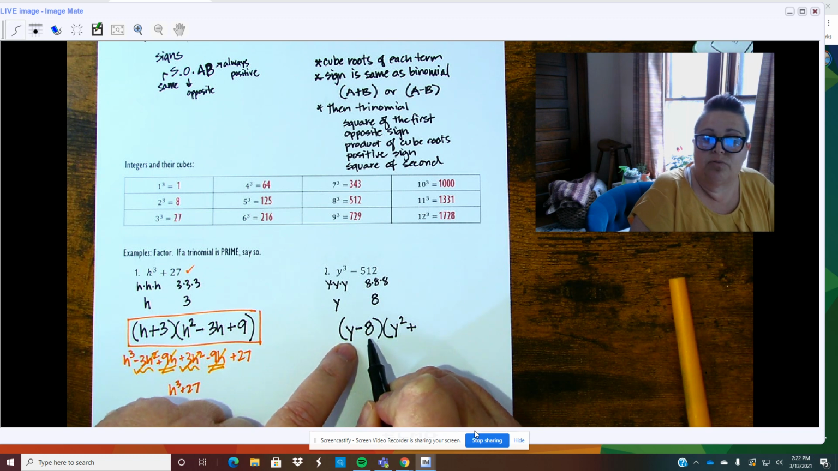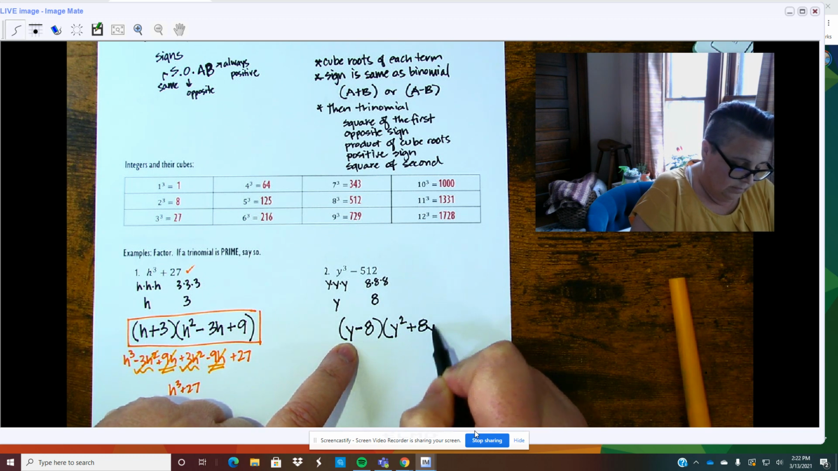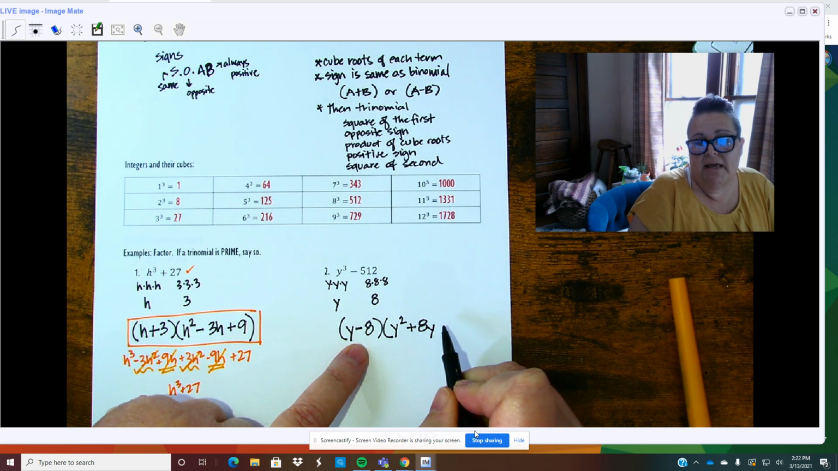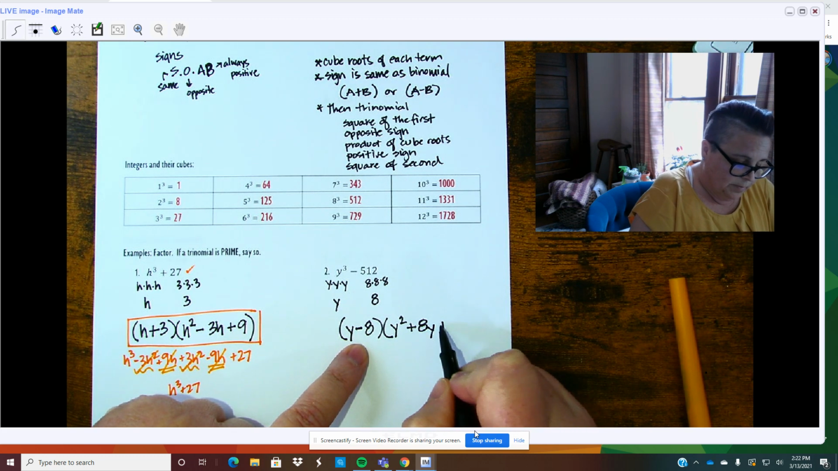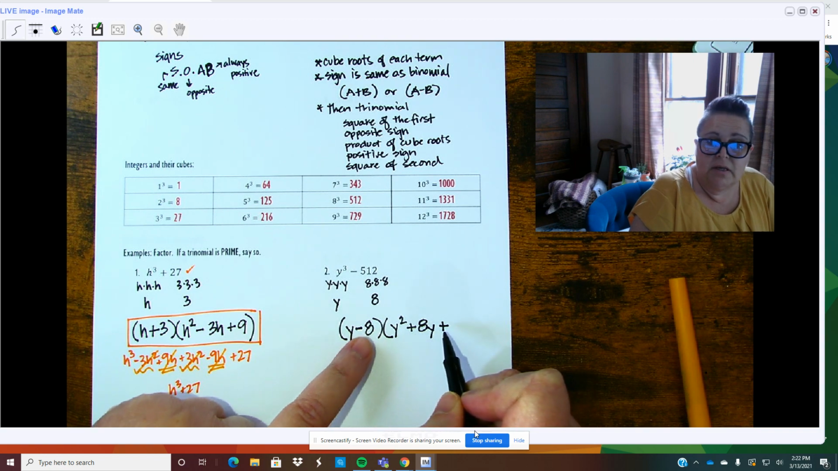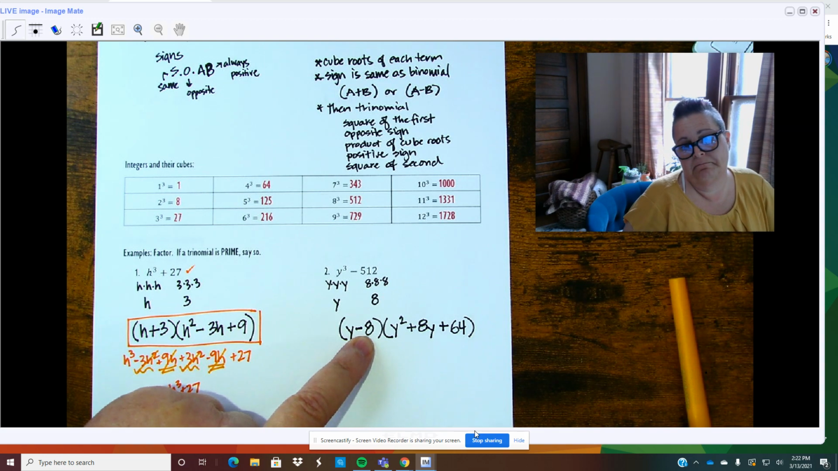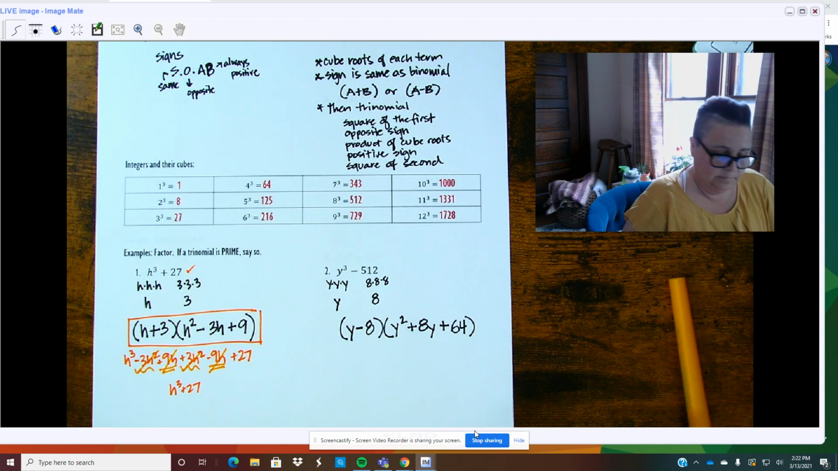And I'm going to use the product of the two together. 8 times y is 8y. And then my last operator is always positive. Same, opposite, always positive. And I need the square of the 8, 64. Okay. Now, if I want to, I can check this.